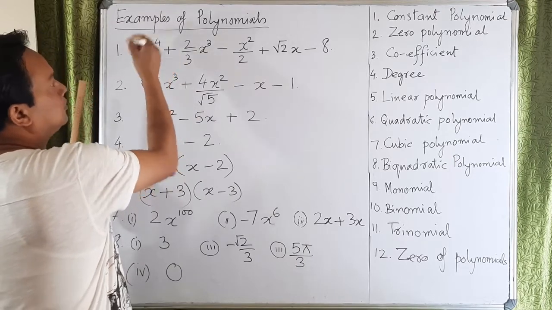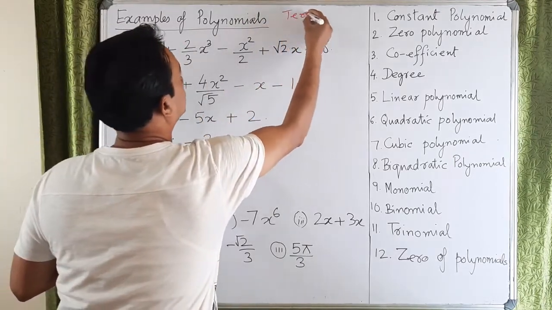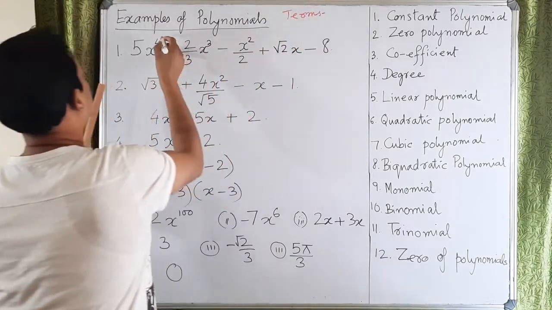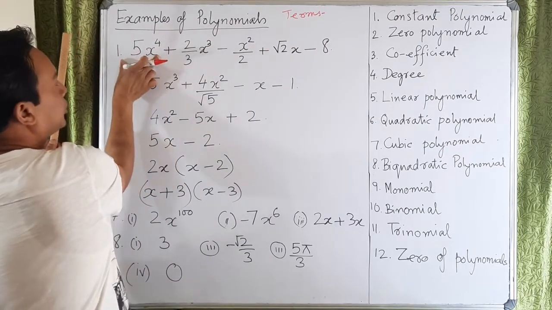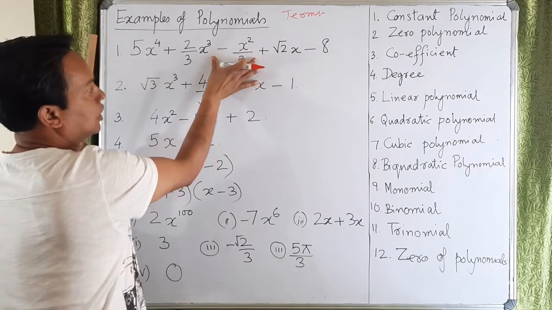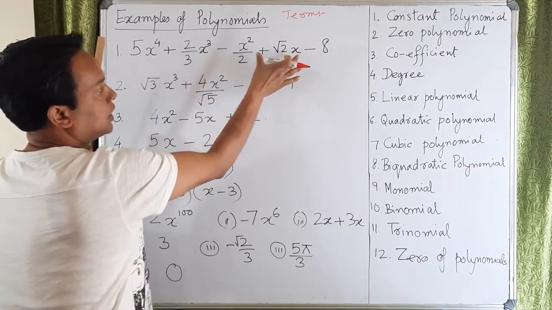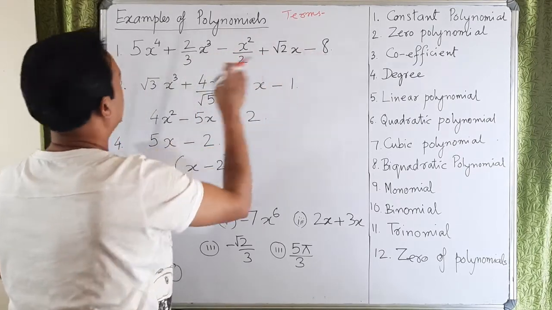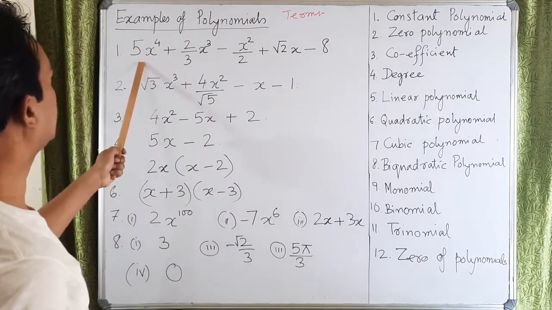Let's count. First, learn terms. The word terms should be very clear to you. Terms, this is one term. When the plus sign comes before that, it's one term. Till here, it's another term before the minus sign. Along with the minus sign, this is the third term. Along with this, this is the fourth term, the fifth term. We have five terms here. Anyway, we will check every term.